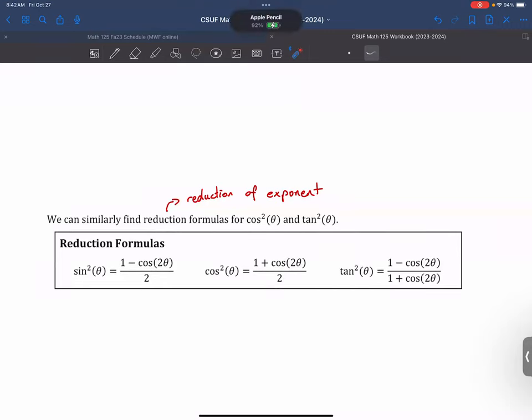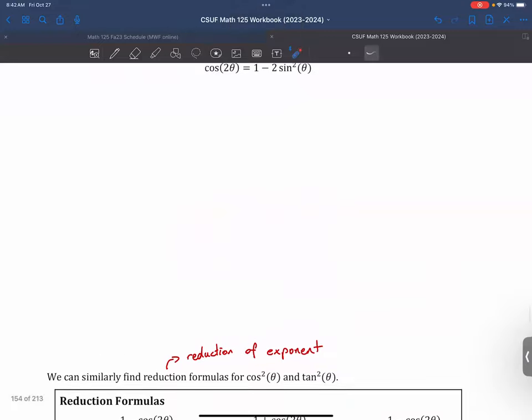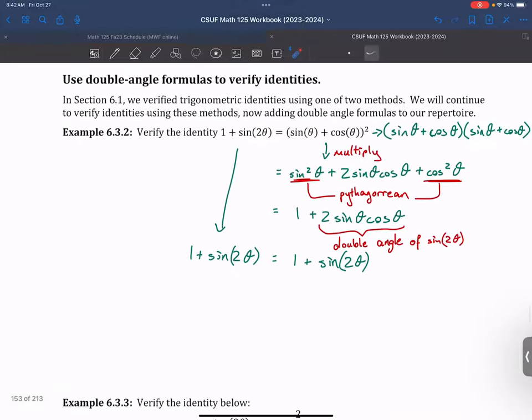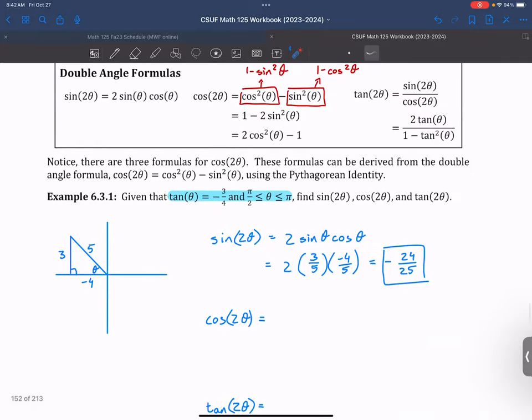All right. You have a few examples to do in the workbook. I think I have a worksheet as well. Let me stop.